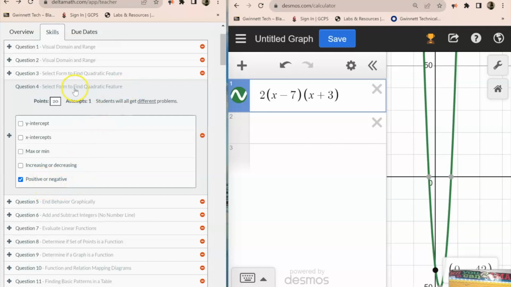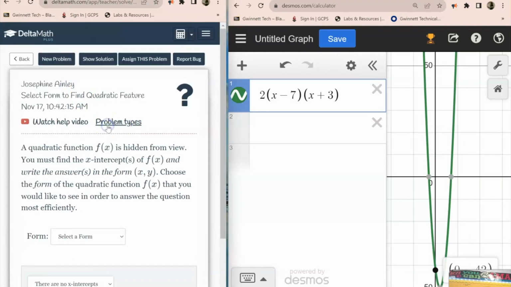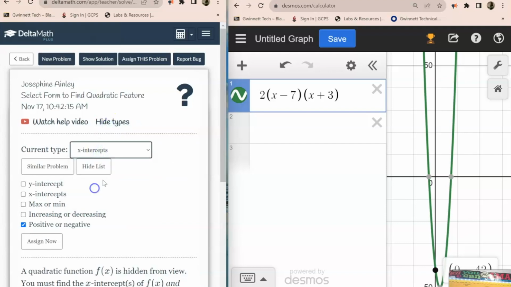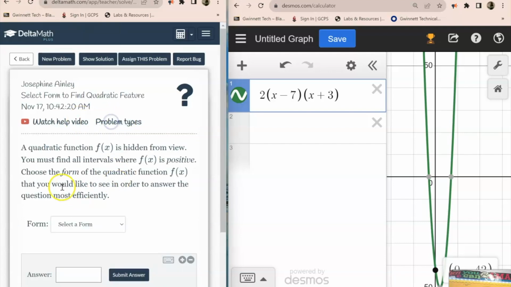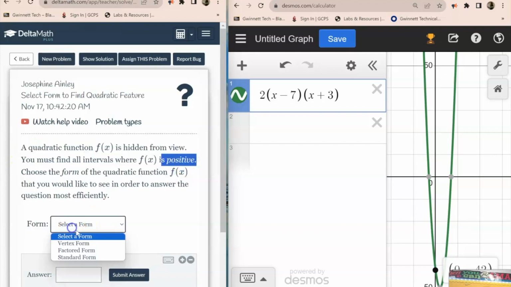This time we're focusing on positive and negative. So we're going to click on that. I need positive and negatives. Okay, so here's a question. Select when it is positive. You have to know what form to use.